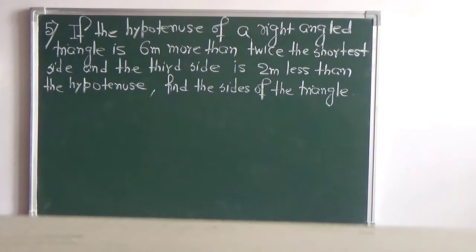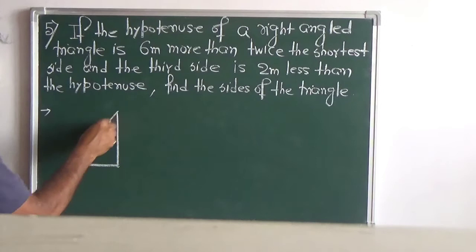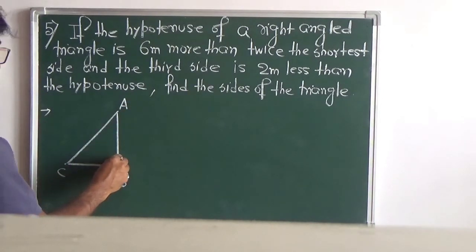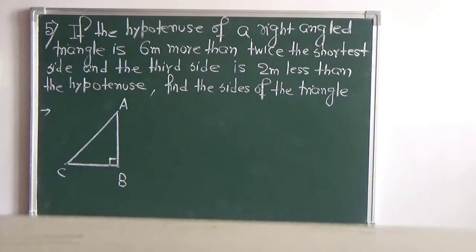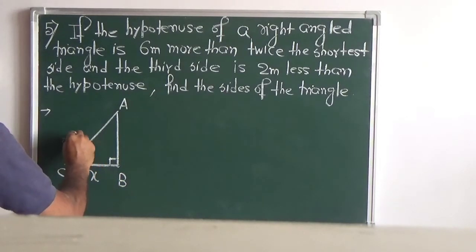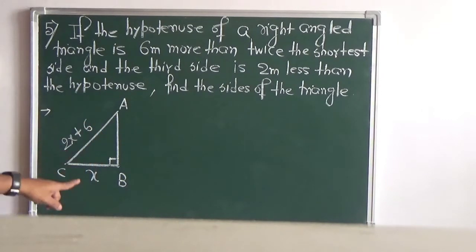So now let us draw the figure. This is the triangle ABC. Now let us mark the sides according to the question given. If the hypotenuse of a right angle triangle is 6 meter more than twice the shortest side. So let us take the shortest side as x. So the hypotenuse is 6 meter more than twice the shortest side. That is 2 times the shortest side is 2x plus 6.